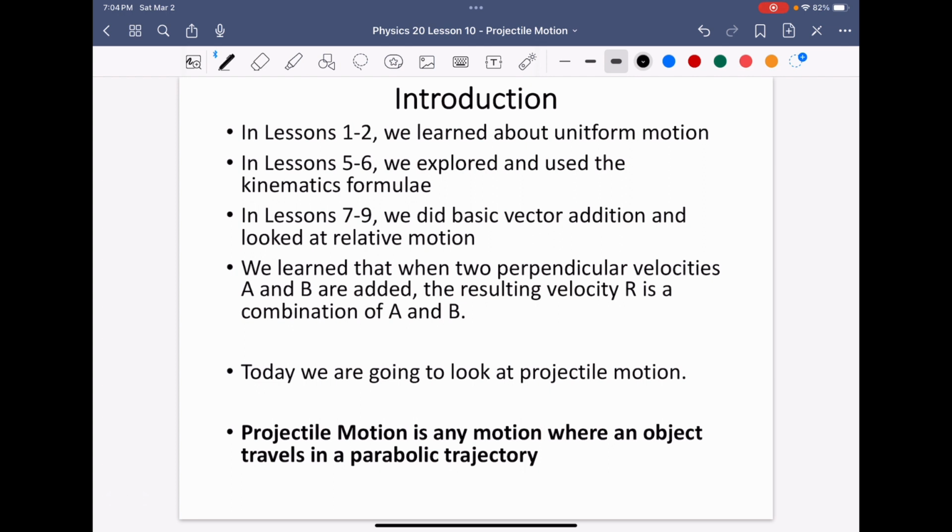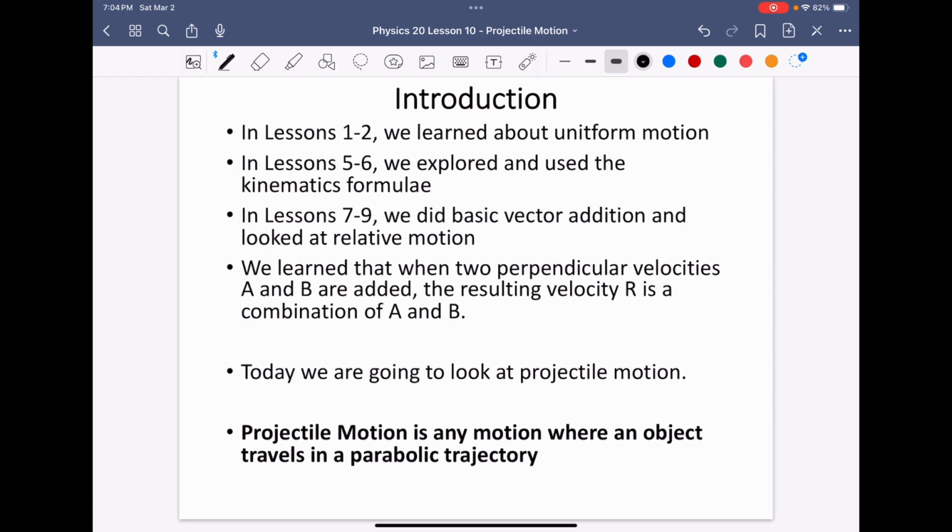In lessons 1 to 2, we talked about uniform motion and how our top left equation is always the one we resort to. We then went to lessons 5 to 6, and we said, hey, let's now add more kinematic formulae, the formulas that involve acceleration and all the different options we had there. In lessons 7 to 9, we did basic vector addition and looked at a ton of relative motion, and said, how can we put together vectors and represent motion in terms of different degree angles and overall resultants, and talk about a resultant in terms of a displacement, velocity, or acceleration.